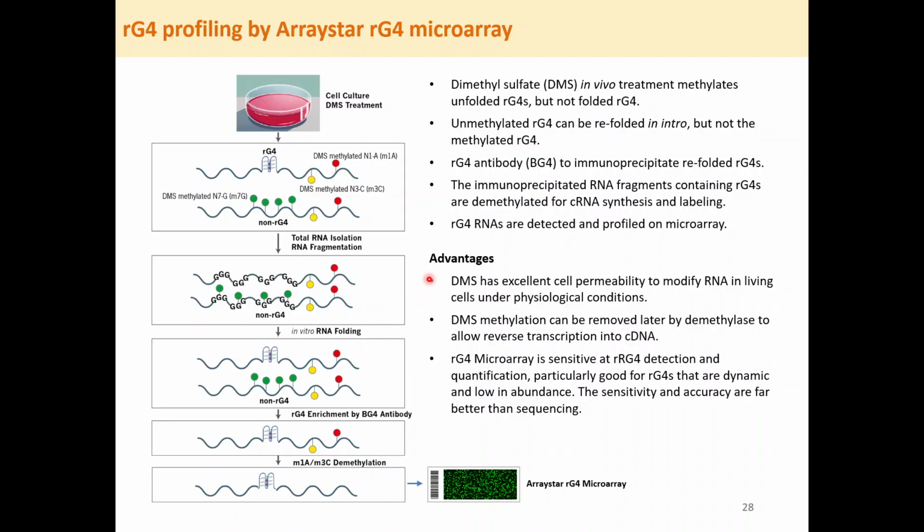DMS is highly permeable to the cells and modifies unfolded RNA sequences efficiently in vivo within the cells. The methylation is reversible by demethylation without interfering with later enzymatic reactions. rG4 microarray is sensitive at rG4 detection and quantification, particularly good for rG4s that are dynamic and low in abundance. The sensitivity and accuracy are far better than sequencing.